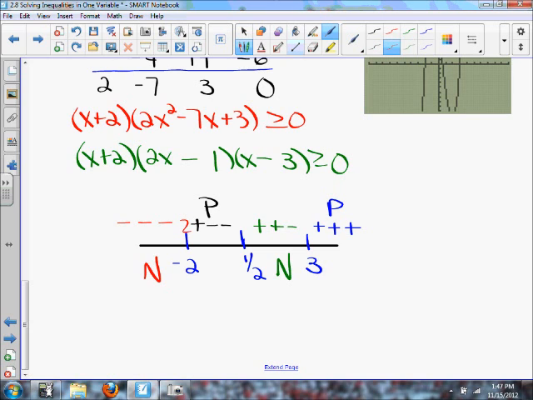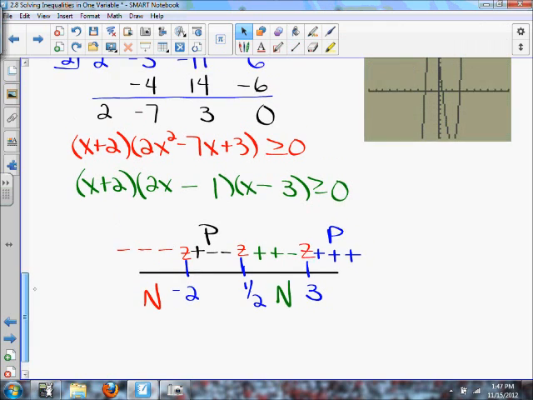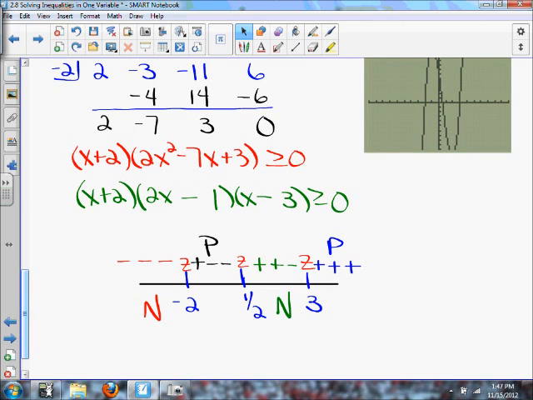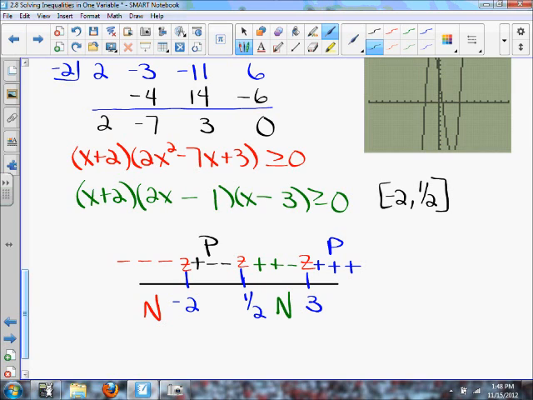Now, these are all zeros here in this case. So we're going to actually put brackets on some of these. So where is this greater than or equal to 0? Well, it's greater than or equal to 0 from -2 to 1/2 in union with 3 to infinity. And this is our answer.